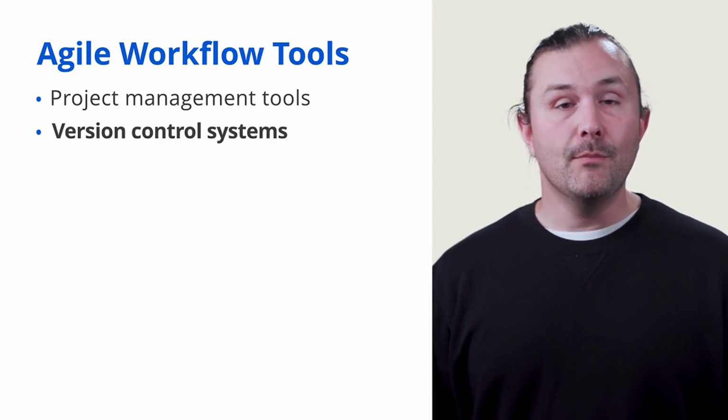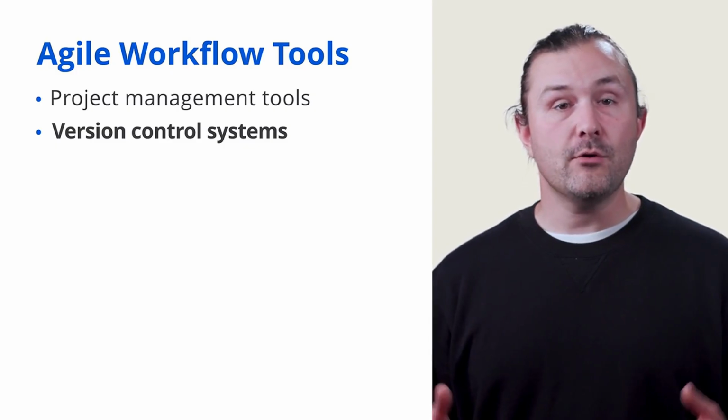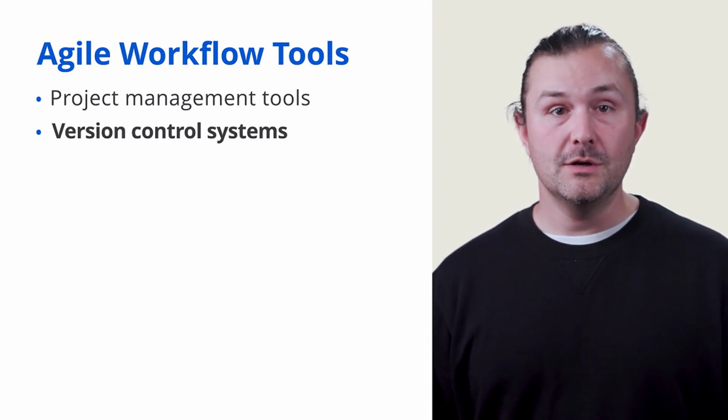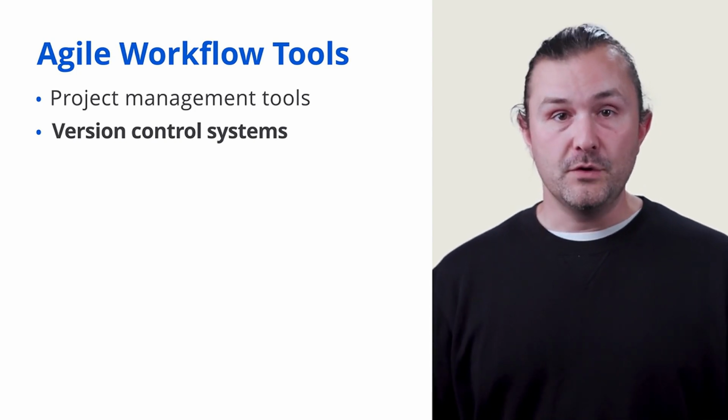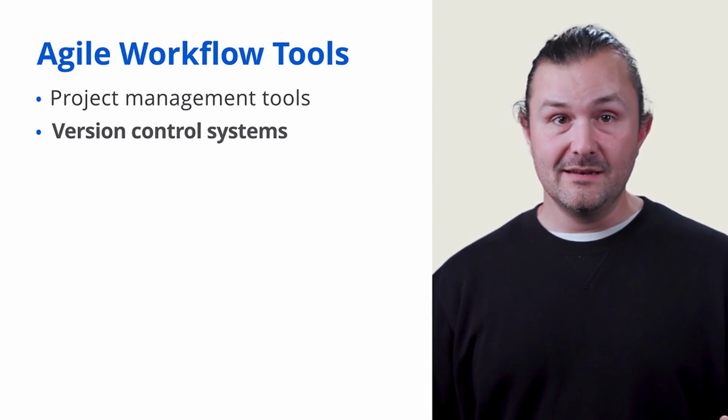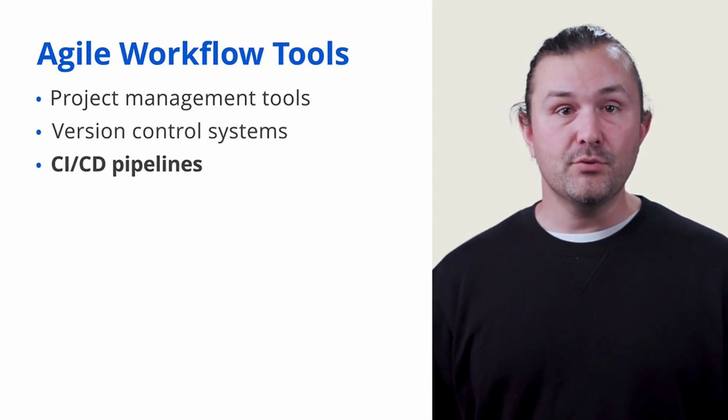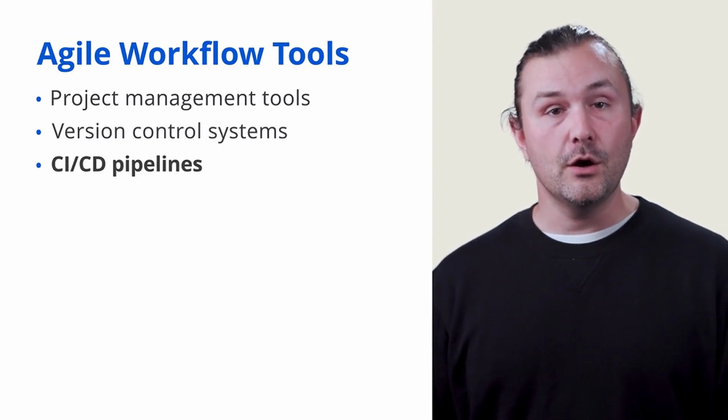Version control systems allow multiple developers to work on the same project without causing conflicts by tracking changes to the code. They keep a clear record of all changes, making it easier to collaborate, review code, and undo changes if needed. CI/CD pipelines automate the process of testing, integrating, and deploying code changes.